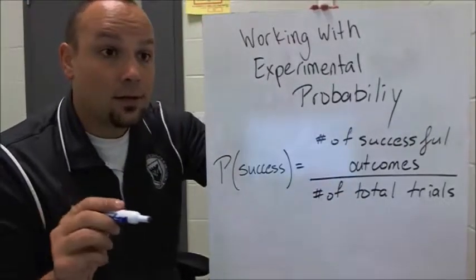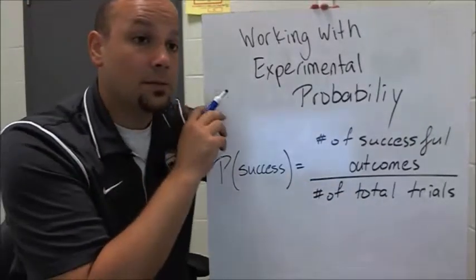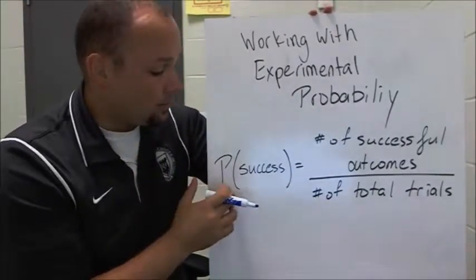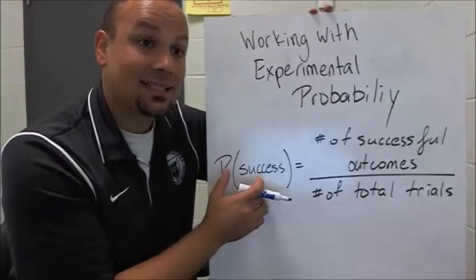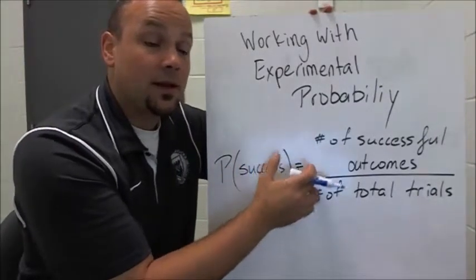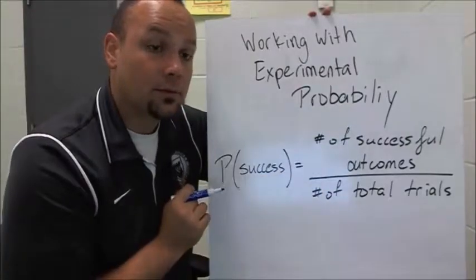Hey, so today we're going to get back to working with experimental probability. Okay, so I just want to remind you of yesterday's video. And remember that the probability of success we can calculate by the number of successful outcomes divided by the number of total trials. Okay?